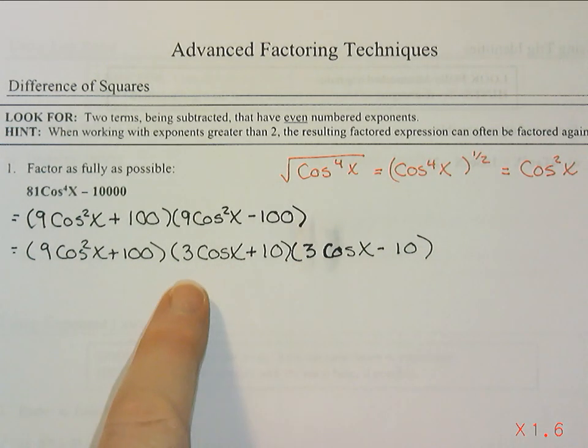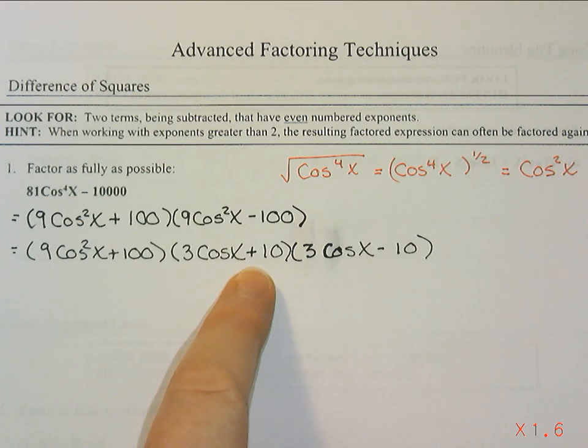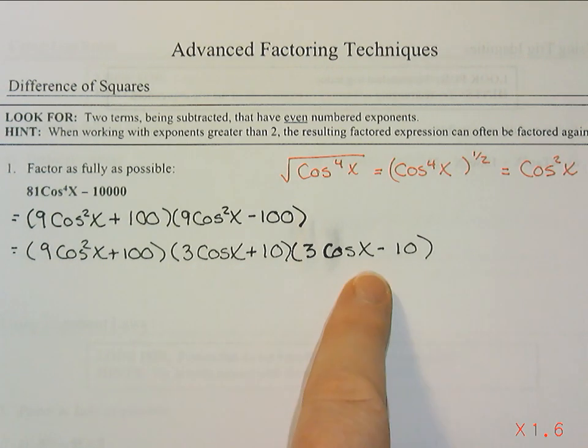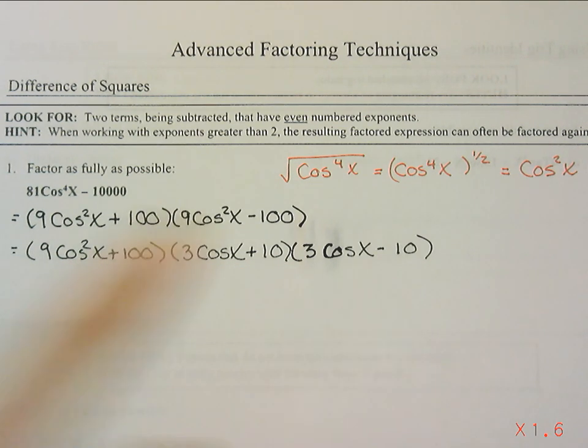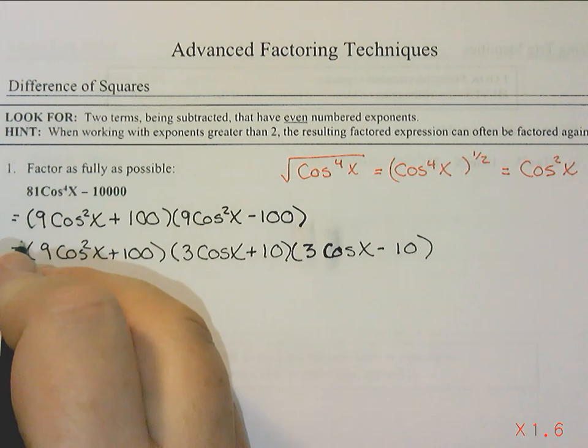And then I am just going to look again. So the first bracket didn't factor. Now I have 3 cos x plus 10. There are no exponents. So that is not a difference of squares, and they don't have a common factor. Same thing here, no squares. So that is as factored as this is going to be.